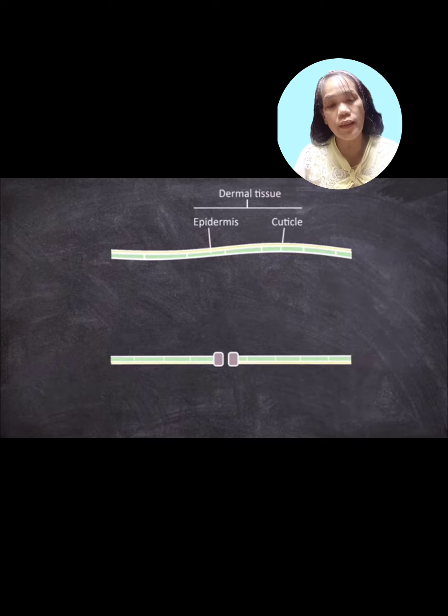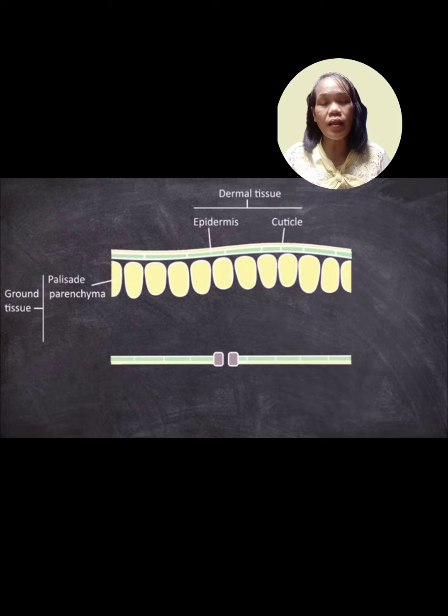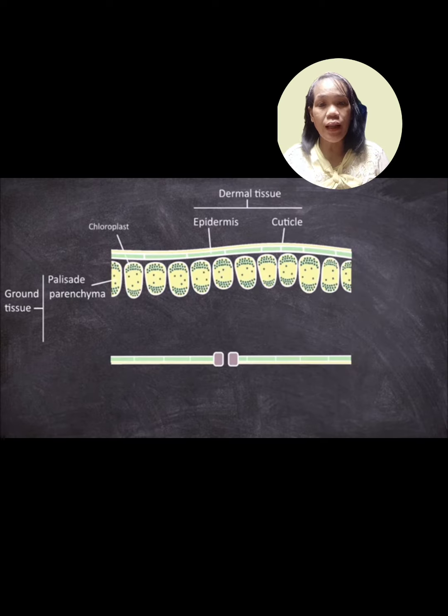The leaves are filled with ground tissue. The top layer consists of elongated palisade parenchyma. The cells of this layer are of irregular shape and contain lots of chloroplasts.